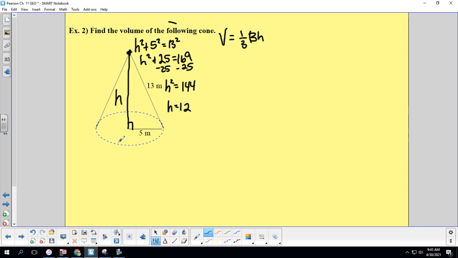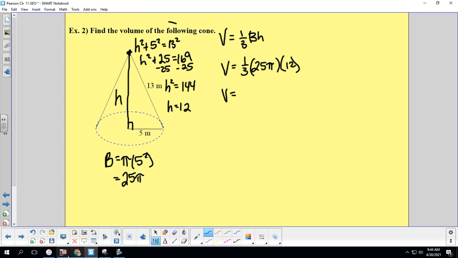So now we have the H for our formula. We need to have the area of the base. Area of a circle is pi times r squared. So that is 25 pi. Okay, so now I have everything I need to fill in this formula. We got 1/3, we got area of the base, 25 pi, and we have the height, which is 12.